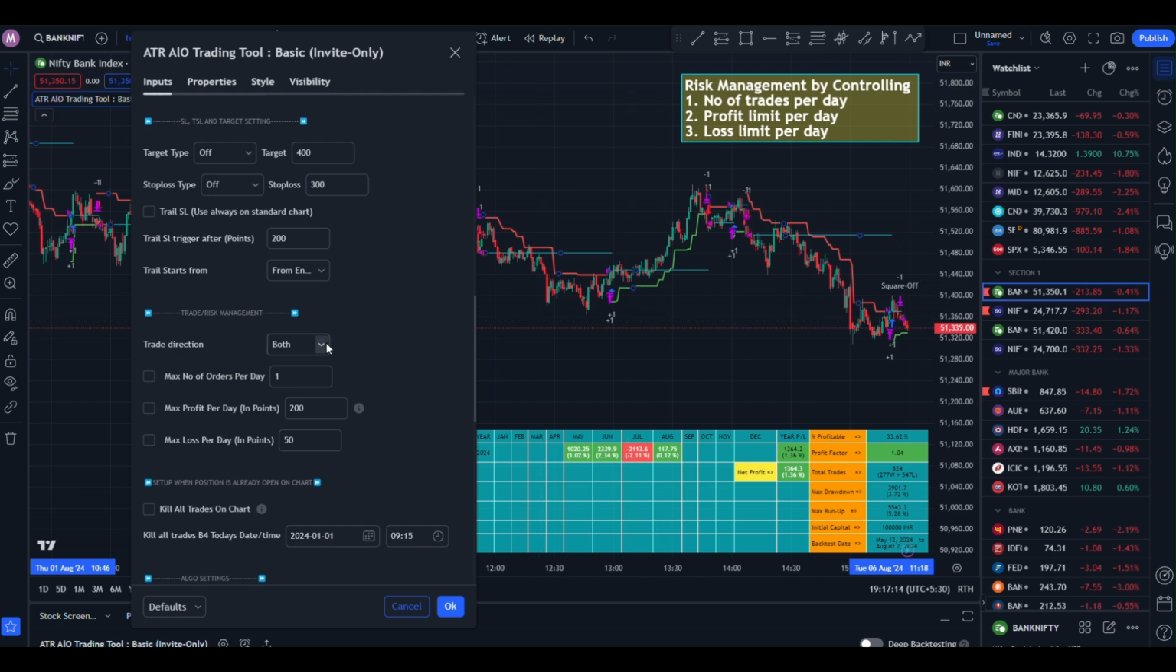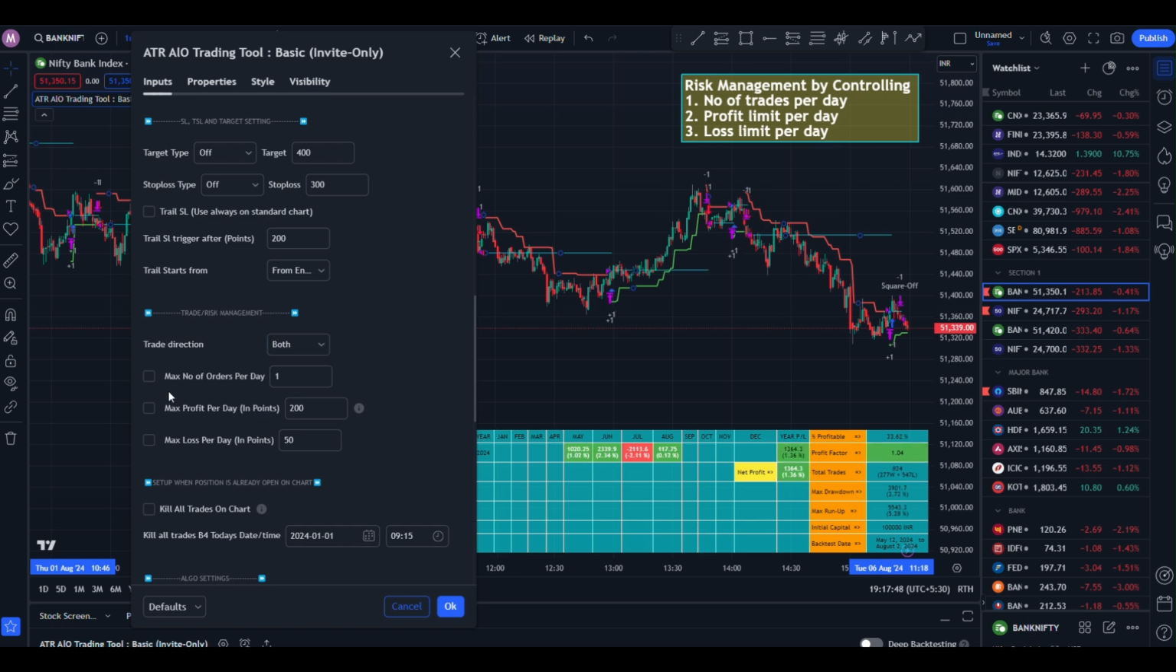If you want to trade long only, you can set long only, the short trades will be removed, no short trade will happen, only long trades will happen. And if you want only short trades, you can set short and not long trades. That way you can see the changes in profits and losses. So let's see, I click both.